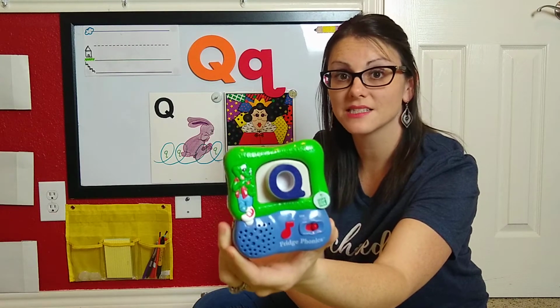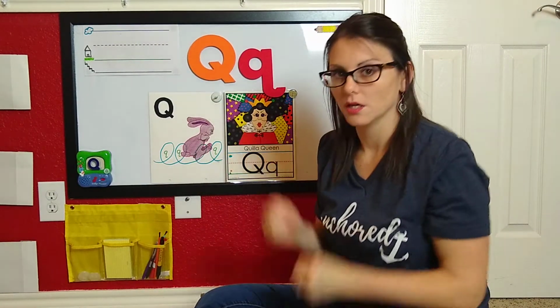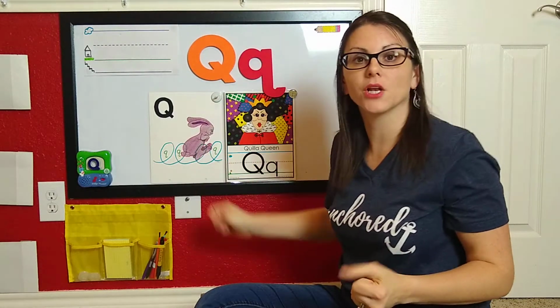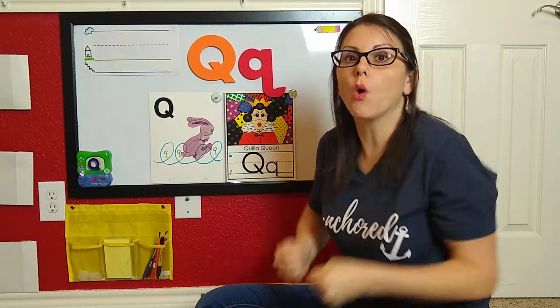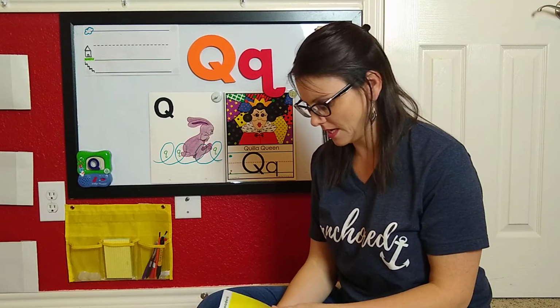Every letter makes a sound. Q says "qu." All right, so Q says qu. Remember, get your arms ready. We're that quick rabbit. Qu, qu, qu, qu, qu, qu, qu. Very good.